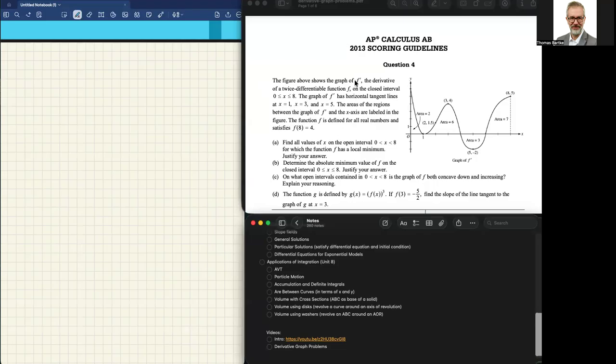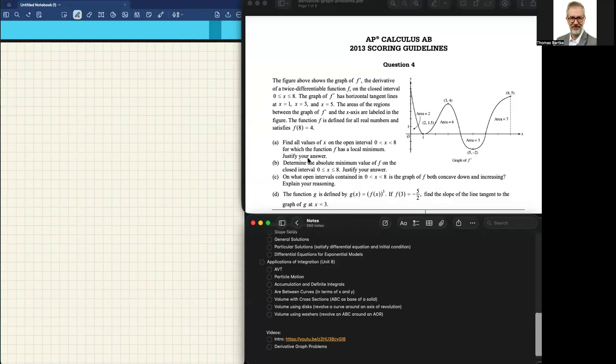All right, so the typical formulation here is this is the graph of f prime of x, the derivative of a twice differentiable function f on a closed interval from 0 to 8. Then it explicitly tells you where horizontal tangent lines are so that we're not confused about this. So there's one here, there's one here, there's one here: 1, 3, and 5. The areas of the regions between the graph and axis are labeled. So this is what the area values are. And then f is defined for all real numbers and satisfies this specific initial condition, or an anchor point, as I call it.